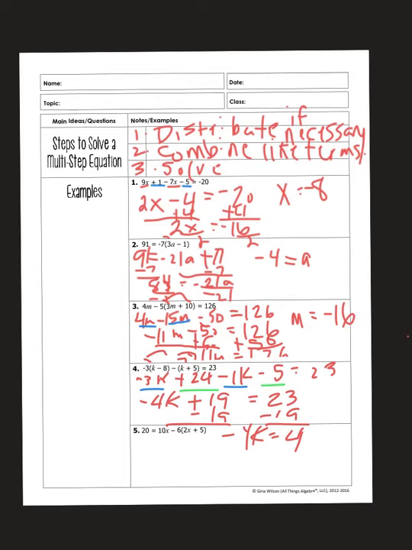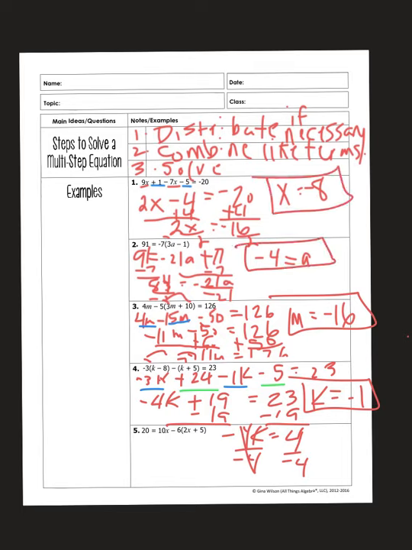So -4k equals 4, divide by -4 on both sides, and k equals -1. Okay. Number 5, let me erase some here. All right, let me distribute. Oh, they flipped sides. Everything's on the right now. So tricky. -6 times 2 is -12x.